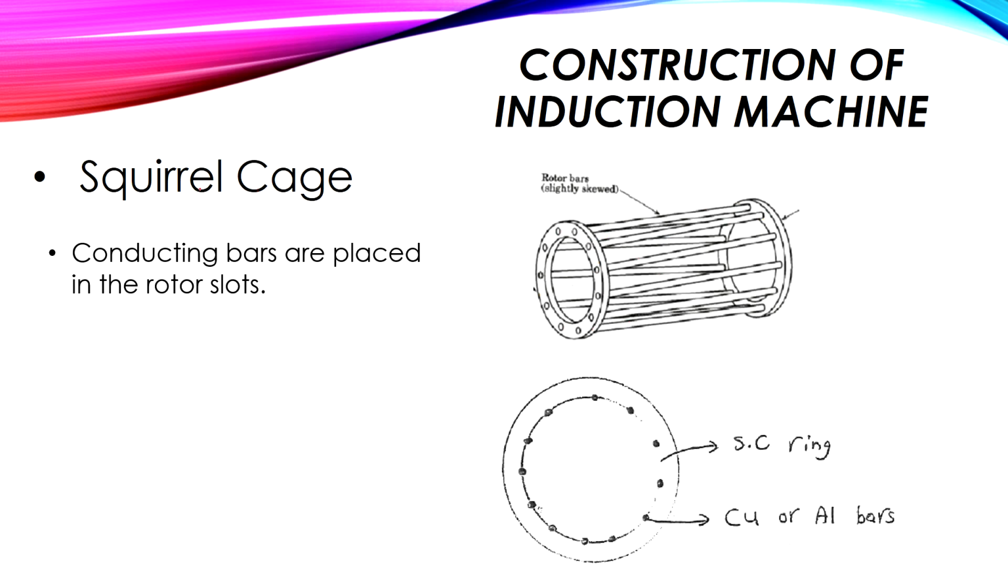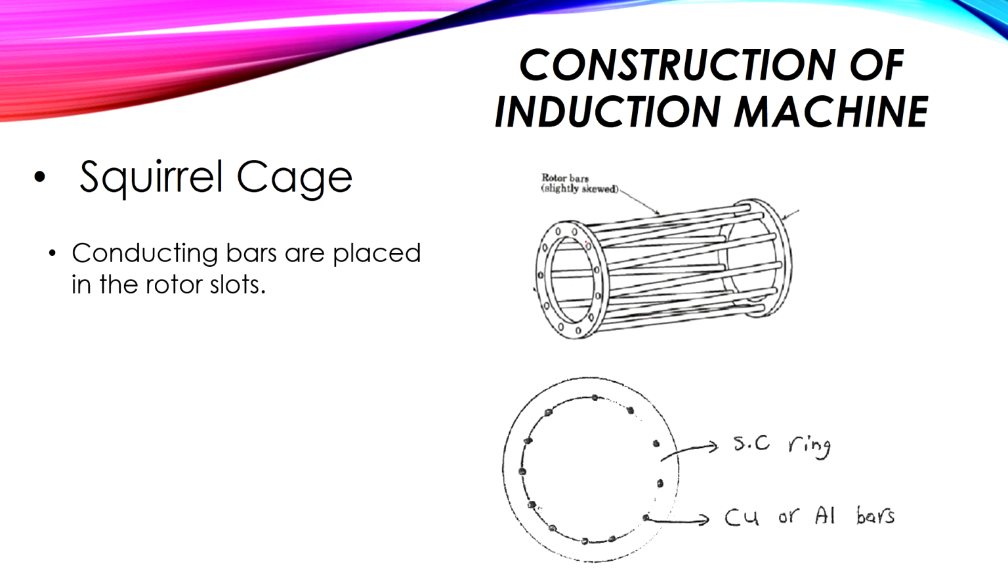You'll find that it's called a squirrel cage because it looks like the cage where the squirrel is put, as you know that the squirrel keeps running inside the cage. So this cage looks like the squirrel cage. That's why it's called a squirrel cage rotor.